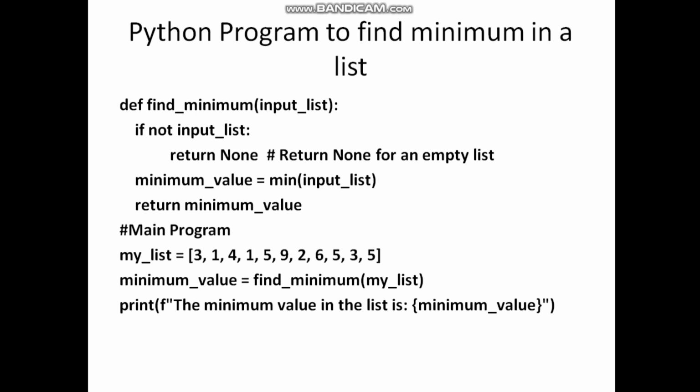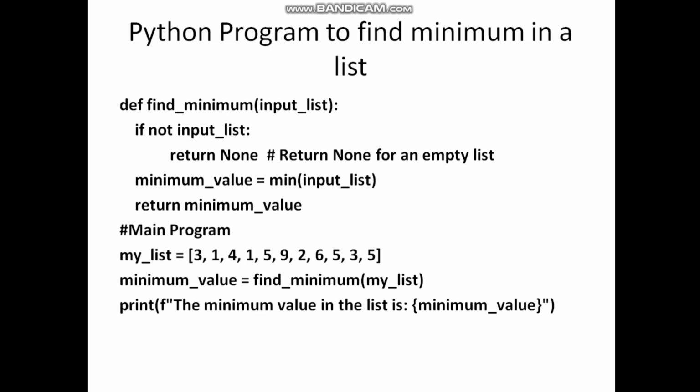At that point my main program starts, and "# main program" is the comment line. Below this I am defining a list called my_list, with the elements 3, 1, 4, 1, 5, 9, 2, 6, 5, 3, 5. Always the elements in a list are indicated with square brackets, and the name of the list here is my_list. I am passing that my_list to a function called the find_minimum function.